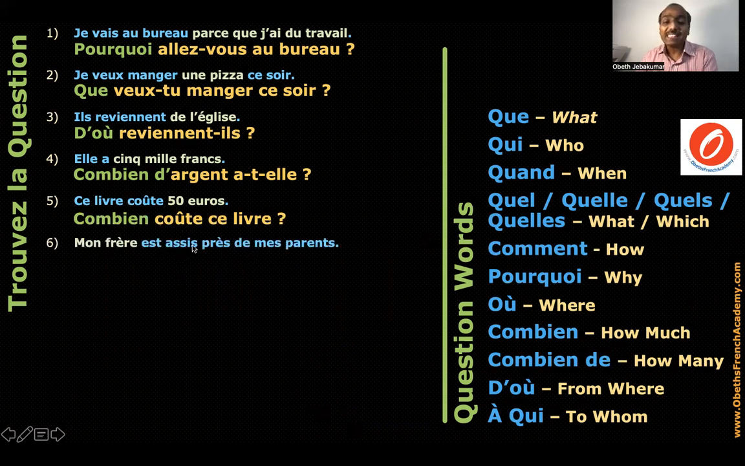Mon frère est assis près de mes parents. My brother is seated near my parents. So what is highlighted? The subject, my brother, is highlighted. So your question will be what? Who is seated near your parents? Qui est assis près de tes parents?